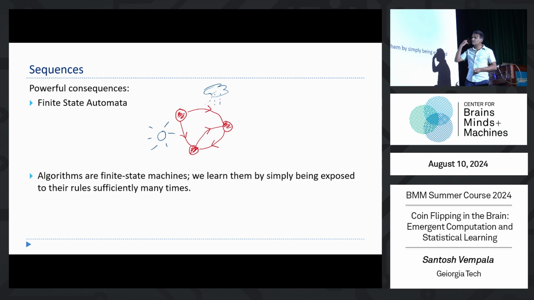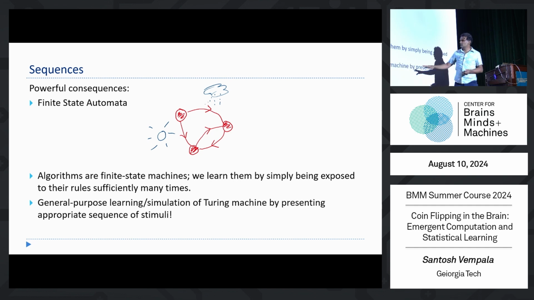But here's the thing: every algorithm, period, is a finite state machine with memory that it can read and write on. Every algorithm, that's all it is. It's a finite state machine with memory. So basically, if you're also able to simulate the memory, which you can do, then you can do any computation. So you get to do this.